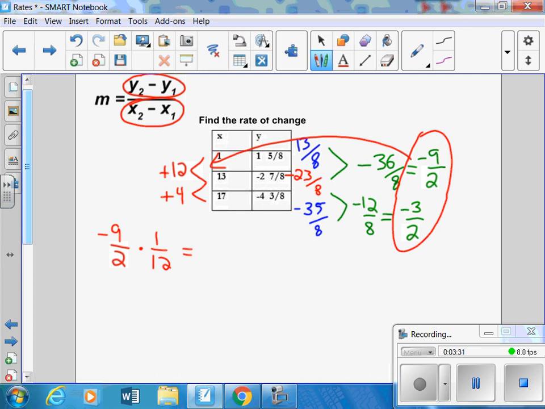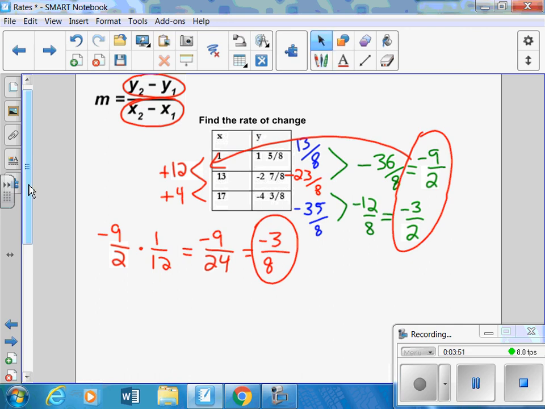Negative 9 times 1 is negative 9. 2 times 12 is 24. And that reduces down. I think you can divide each of those numbers by 3. Negative 9 divided by 3 is negative 3. 24 divided by 3 is 8. I believe that is the rate of change.